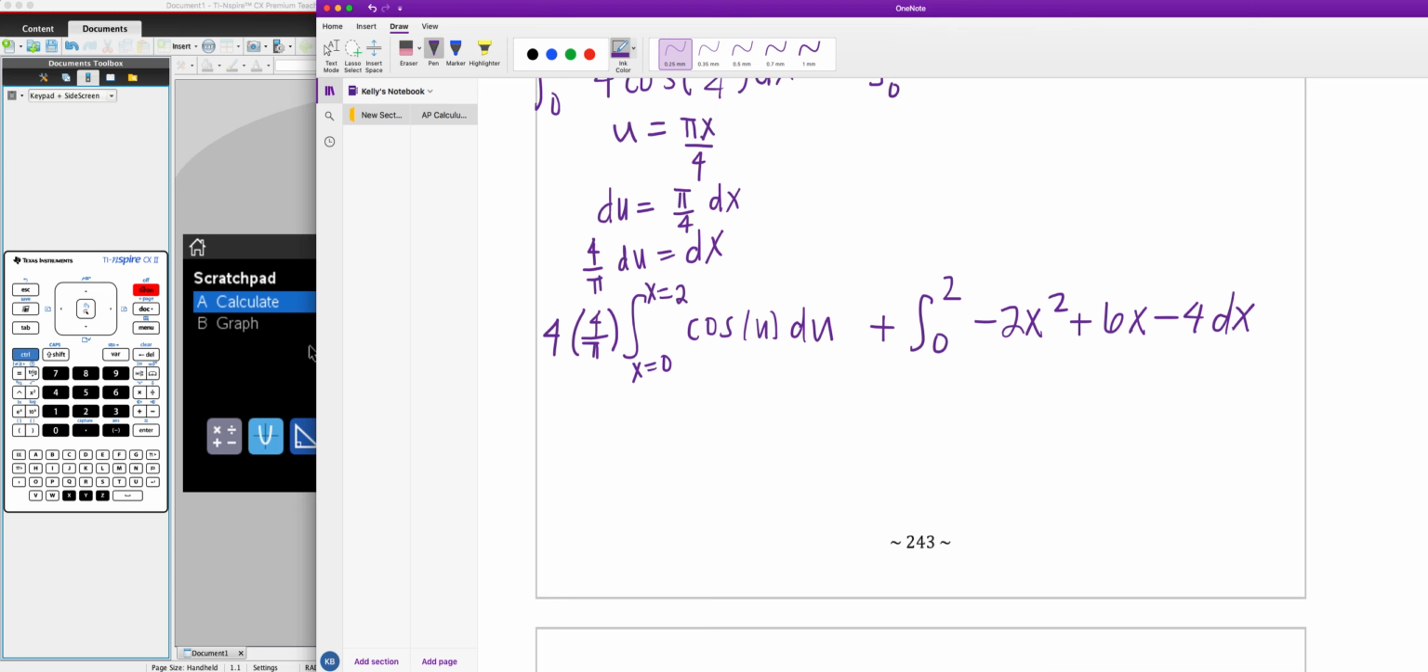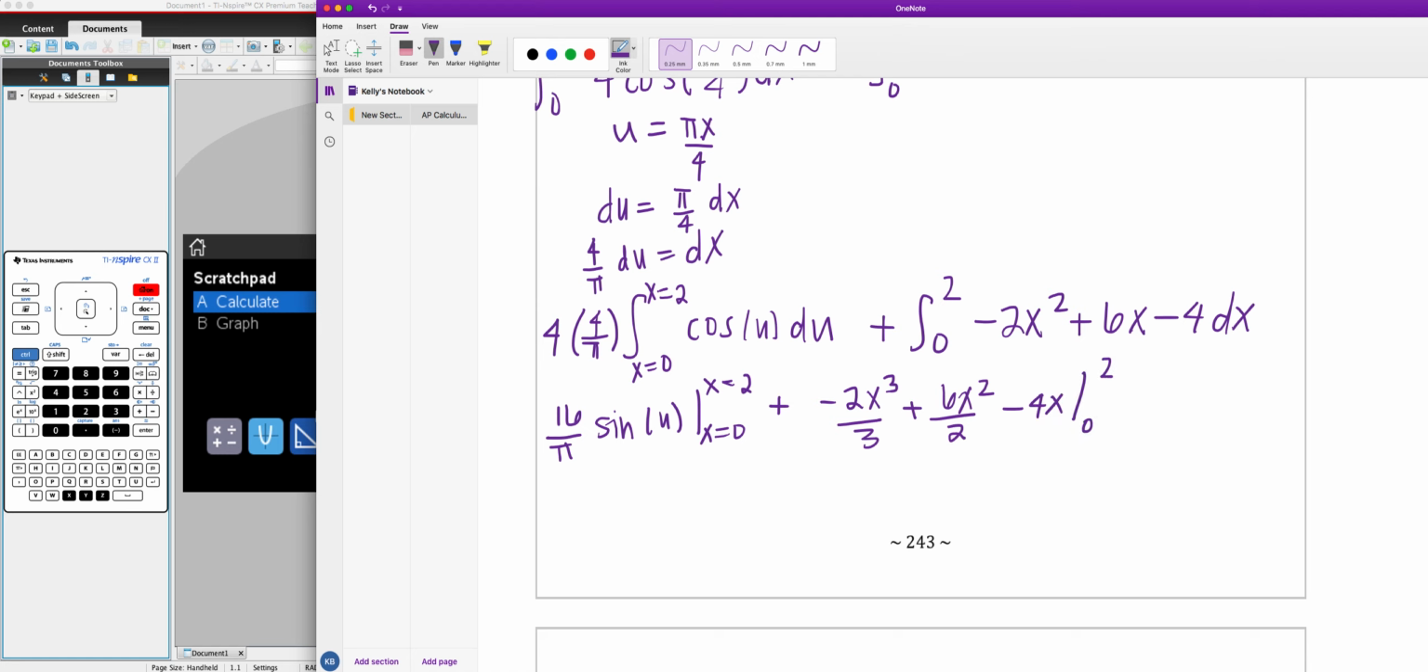Okay, the last piece to do is to actually integrate this guy. So I end up with the 16 over pi. The antiderivative of cosine is going to be sine. So I get sine of u evaluated as x goes from 0 to x goes to 2, plus on this piece I can just use the power rule. So I get negative 2x cubed over 3 plus 6x squared over 2 minus 4x, also evaluated from 0 to 2.